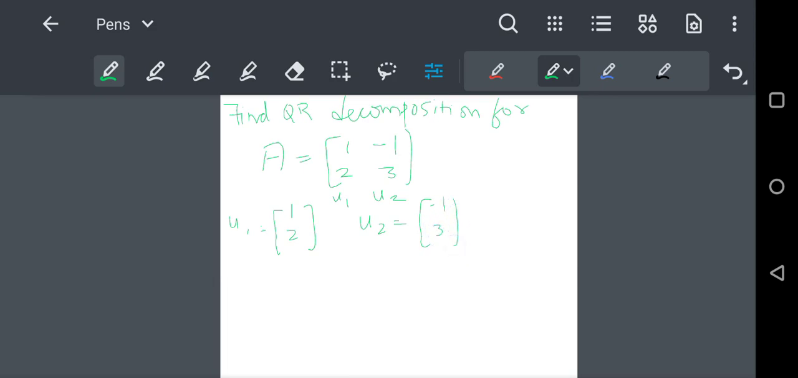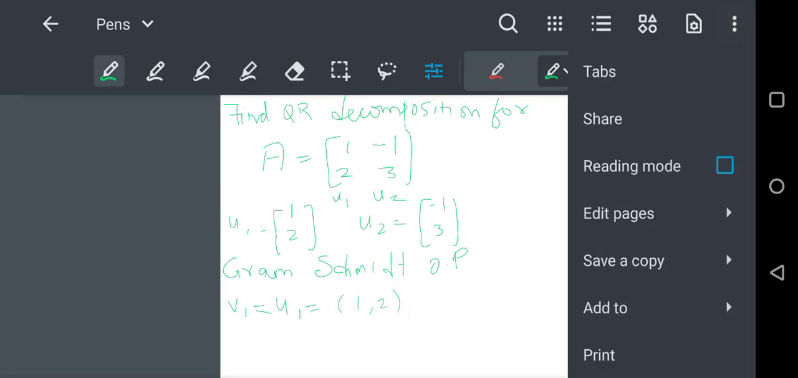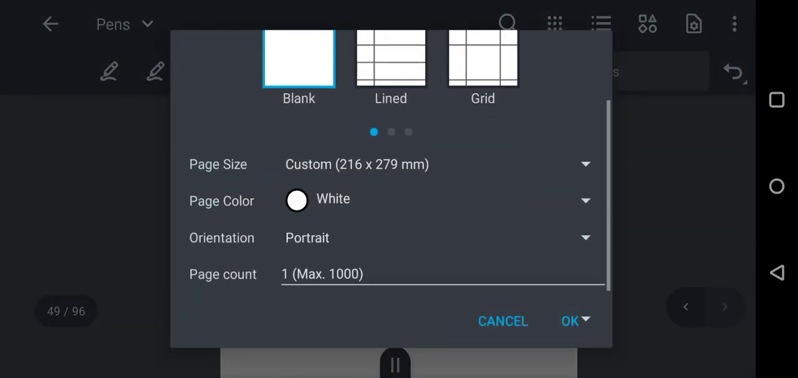When you take the dot product between these two, it is not 0, so u1 and u2 are not an orthogonal set. So we need to apply the Gram-Schmidt orthogonalization process to convert this into an orthogonal set, and then find the orthonormal basis. By this, in step 1 you take v1 as u1, which is equal to 1, 2, and in step 2 you need to take v2 from u2.